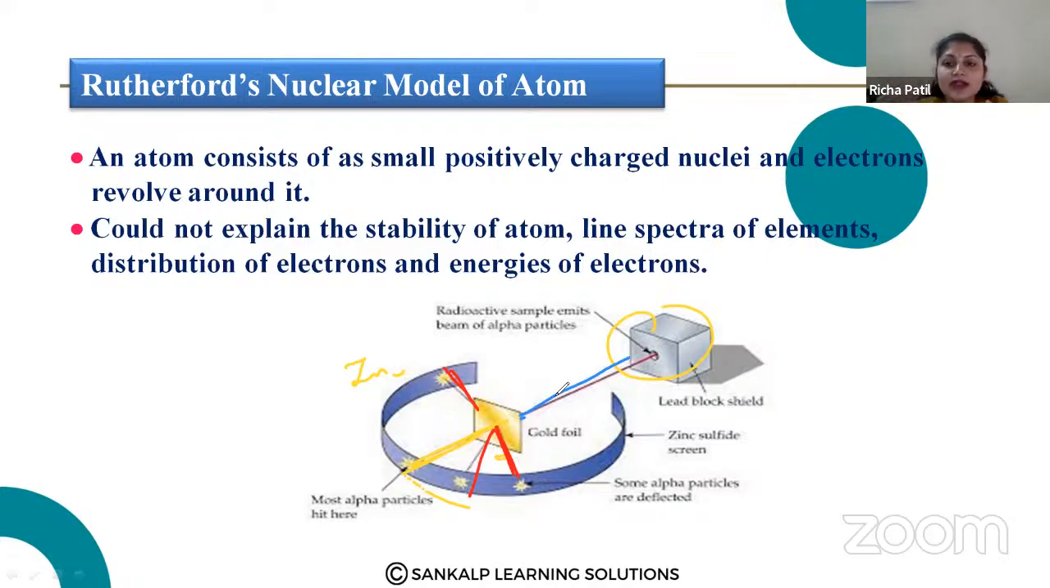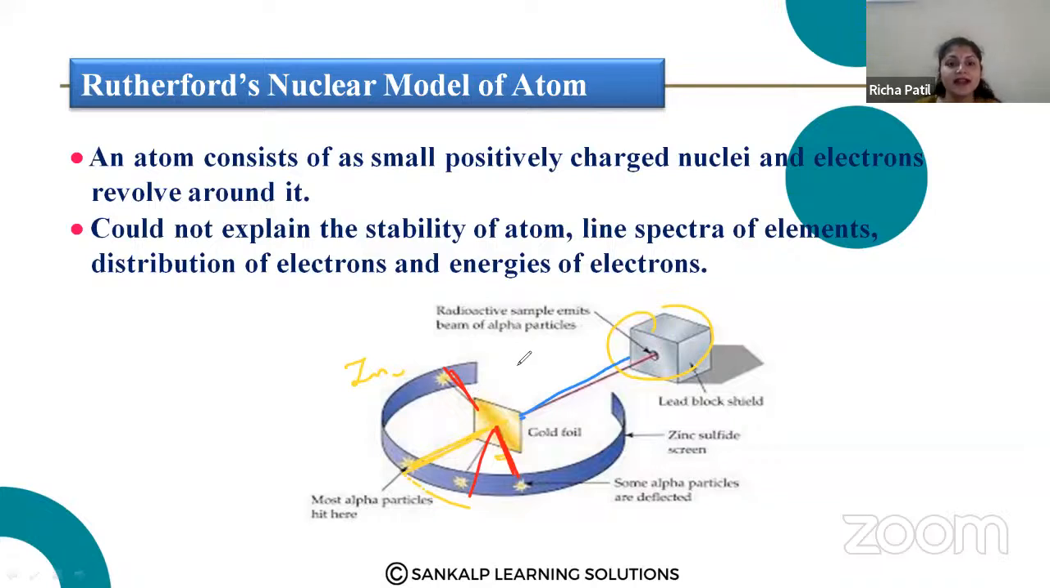The next point was that this nucleus is surrounded by electrons. The electrons move around the nucleus at very high speed, in circular orbits. The electrons and the nucleus are held by a very strong force of attraction, which is nothing but the electrostatic force of attraction. So this was Rutherford's nuclear model of the atom.